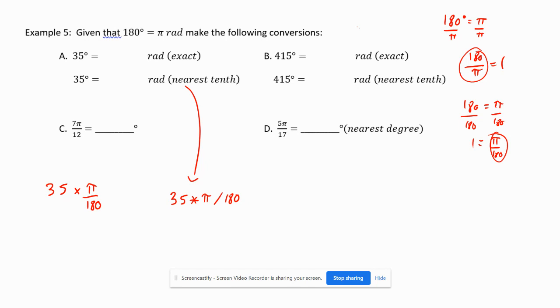Doing that on your calculator, we get 0.6. That means we have 0.6 radians, and that's what it's going to be to the nearest tenth. Okay. Now, if we want this one exact, it means we're going to leave it in terms of pi. So pi is an irrational number, and we're going to leave it as a symbol of pi. But what we can do is I can reduce this fraction over here.